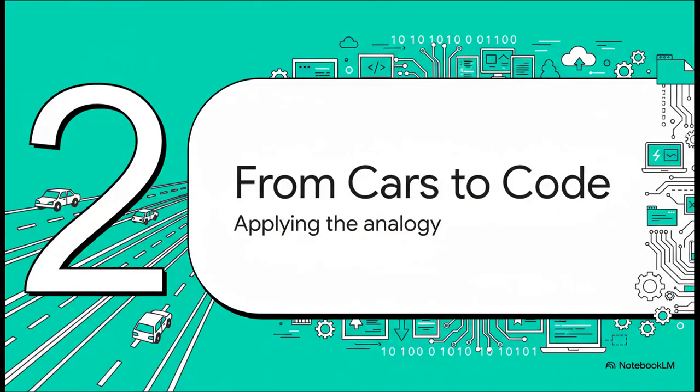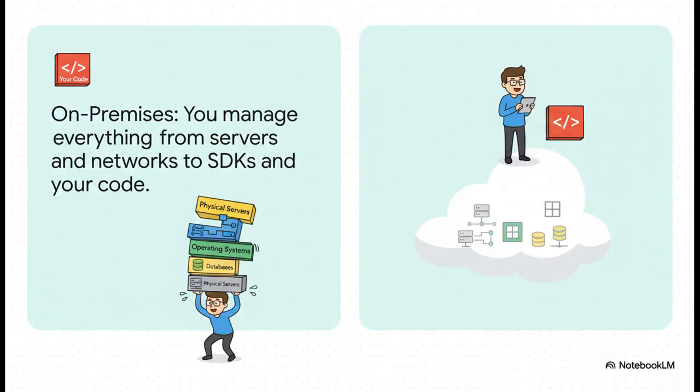Right, so let's shift gears now. Let's see how that whole car analogy perfectly translates into how companies build and run their software. We're moving from the highway to the world of ones and zeros. And this is where it all clicks into place. On the left, with on-premises, your team is responsible for a massive stack of stuff. I'm talking the physical servers, the network cables, the operating systems, all of it.